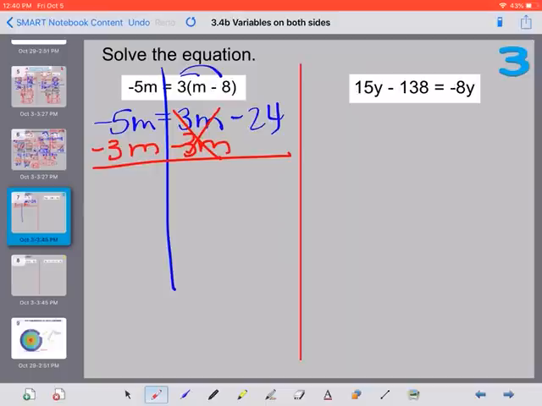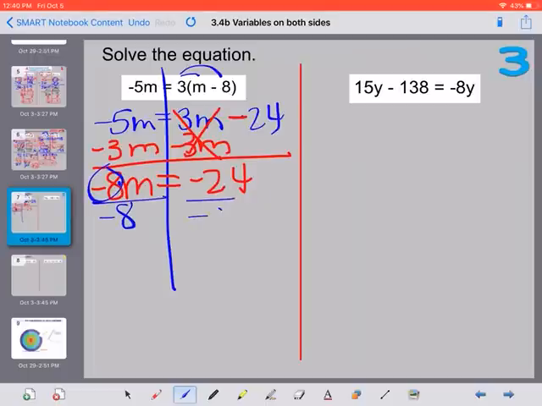So a negative 3 and a negative 5, they're all negatives. That's negative 8m equal to a negative 24. Don't forget that negative there. Common mistake. And then the opposite of multiplying right there is divide. So divide by that whole number, negative 8. Divide by negative 8. We have m equal to negative divided by a negative makes a positive. 8 times 3 is 24.